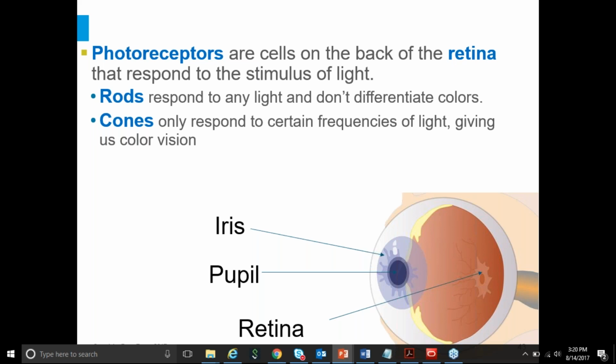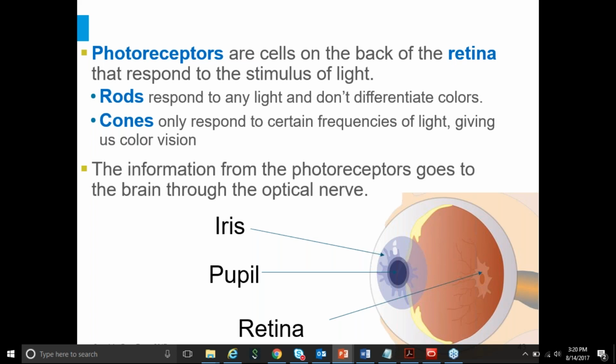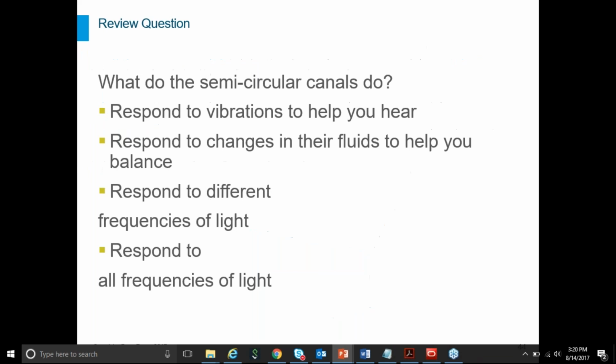All right, so that ends our short look at the sensory division of the peripheral nervous system. So we have a couple more reviews. What do the semicircular canals do? Do they respond to vibrations to help you hear, respond to changes in the fluids to help you balance, respond to different frequencies of light, or respond to all frequencies of light? I'll give you a few seconds to think about it.